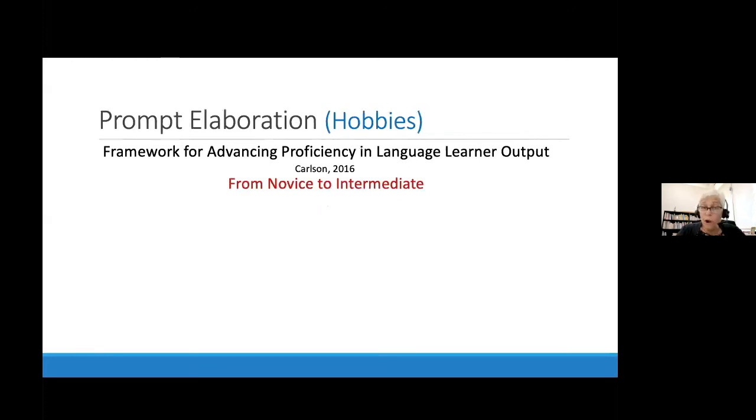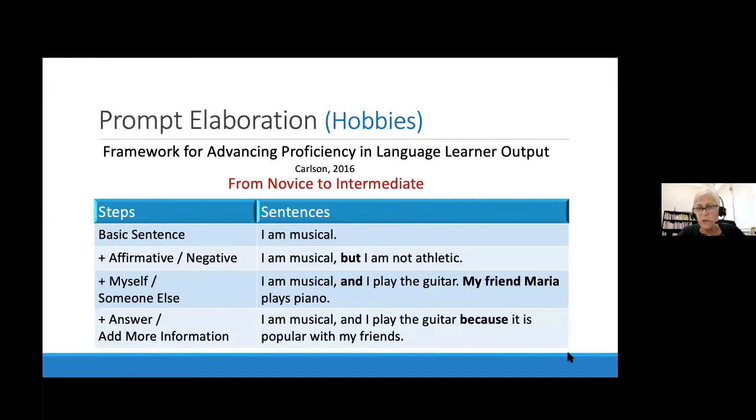And we want to give prompts to get our students to elaborate. So again, I've given the idea of hobbies, and this is much more likely to be used just in formal instruction. It comes from the Framework for Advancing Proficiency in Language Learner Output by Erin Carlson. And you can see in the left-hand side of this chart that she has her students start with basic sentences. And from those basic sentences, she has them add the affirmative and then a negative, myself and someone else. Give an answer and add more information.